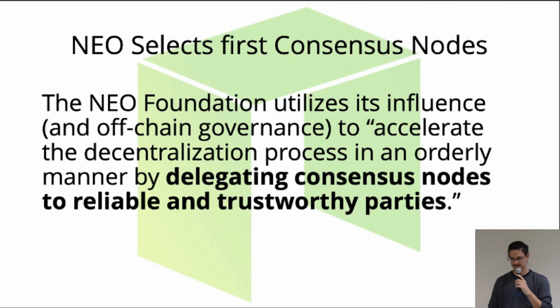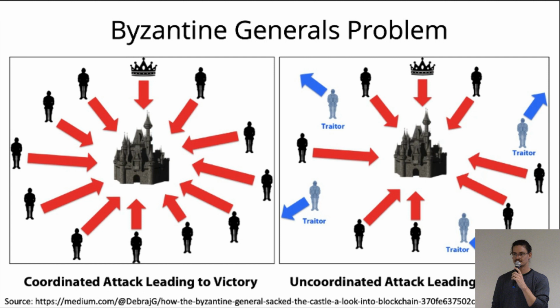dBFT focuses on the Byzantine generals problem, which is what we see here on the left with the coordinated attack. You have up here with the crown, the general of the generals stating that they're going to attack a city. And if every general is on board with one another, then that's great. They'll achieve success because they'll be attacking from every direction.